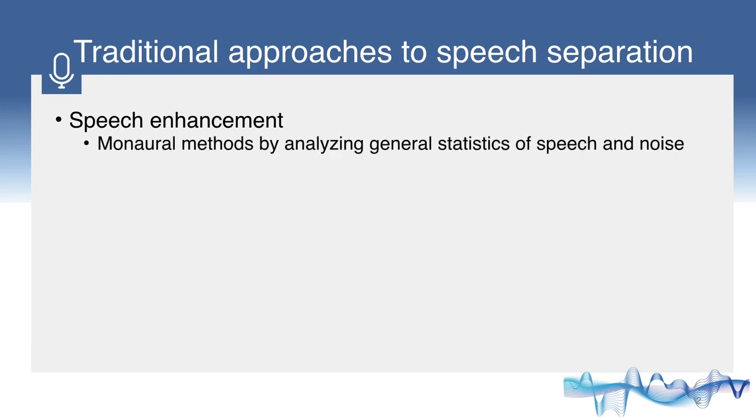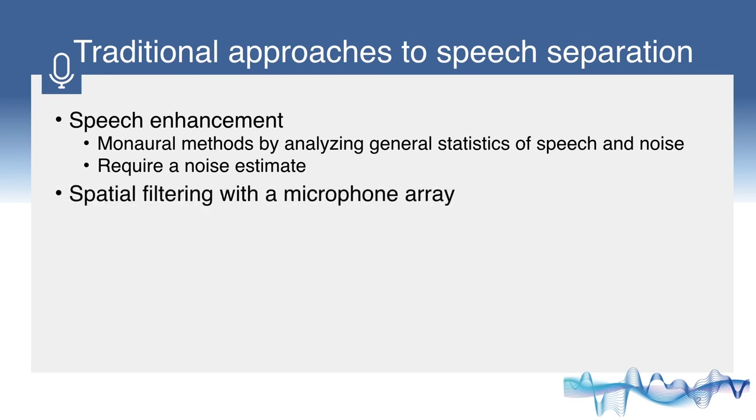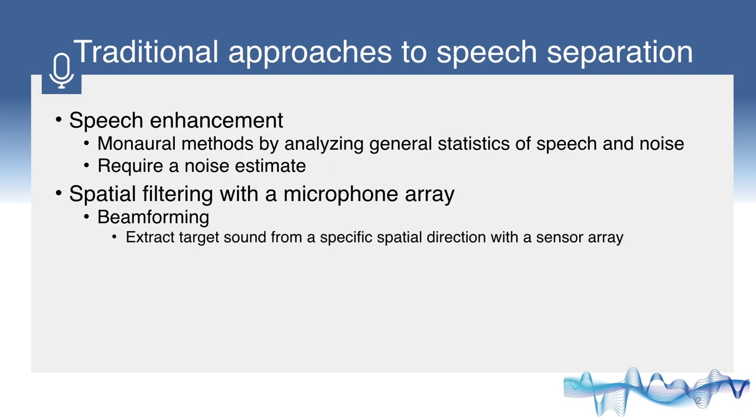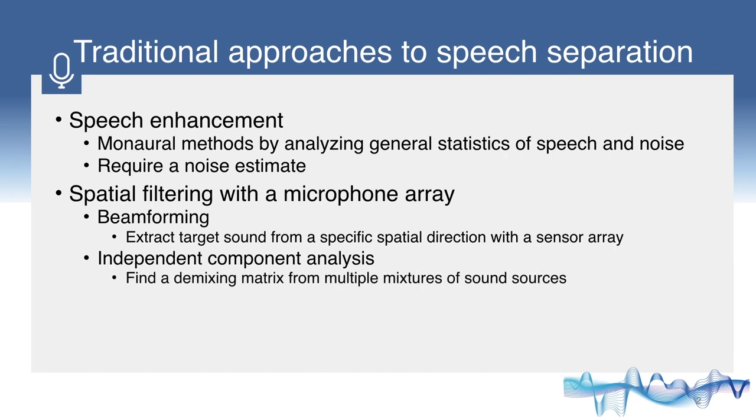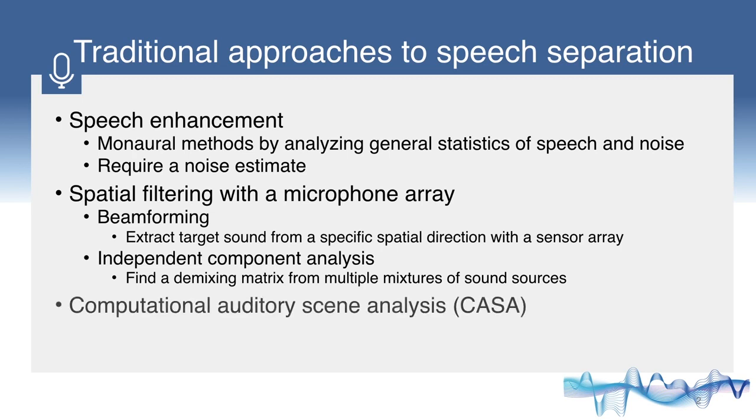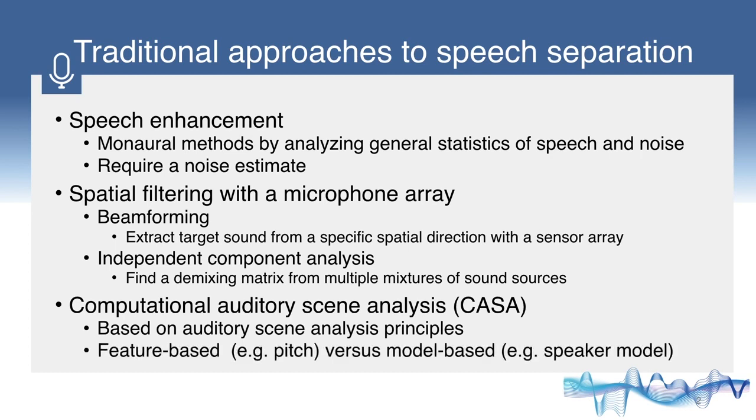Monaural methods analyze the general statistics of speech and noise and require a noise estimate. Multi-microphone methods make use of spatial filtering with a microphone array. Beamforming boosts the signal that arrives from a specific direction through proper array configuration, hence attenuating interference from other directions. Independent component analysis finds the demixing matrix from multiple mixtures of sound sources. CASA is based on perceptual principles of auditory scene analysis and explores grouping cues such as pitch and onset.